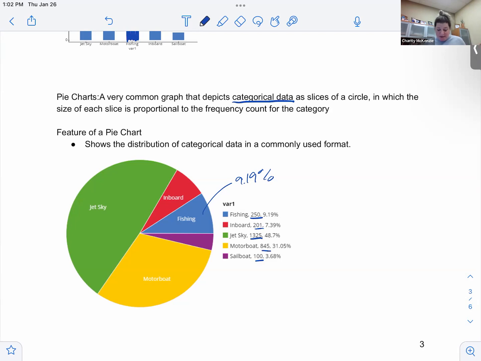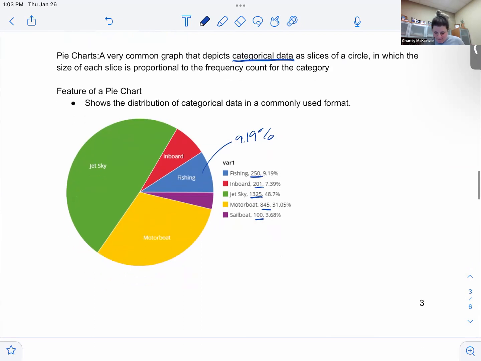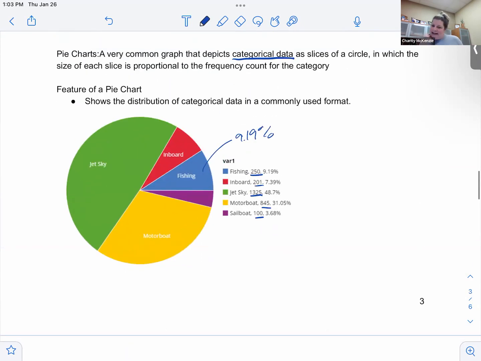Super easy. Next one would be motorboat. Super easy to see. This is a good one for like how you spend your day, right? To show someone how much studying you do. Well, green would probably be sleeping. So you do sleep a lot of your day. And then the rest of the categories of what you do with your day. So that one's a good one. You could do a pie chart on any categorical data.